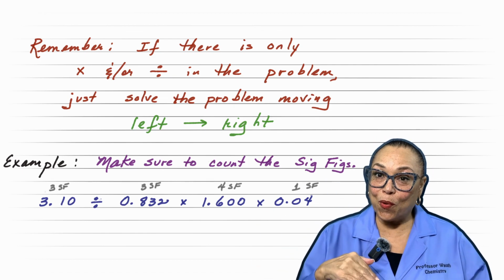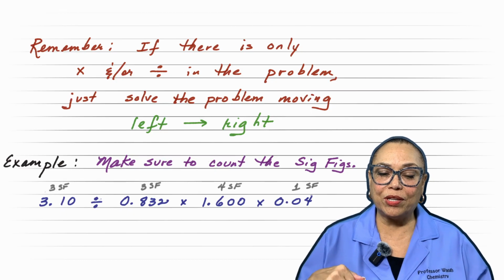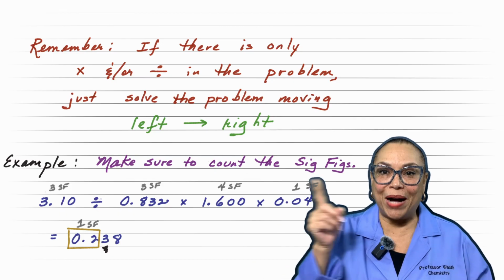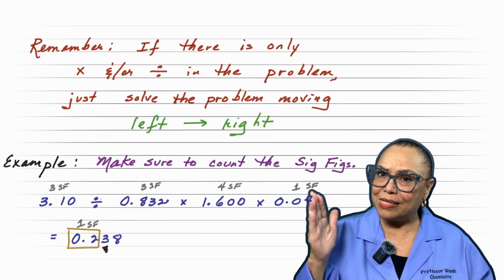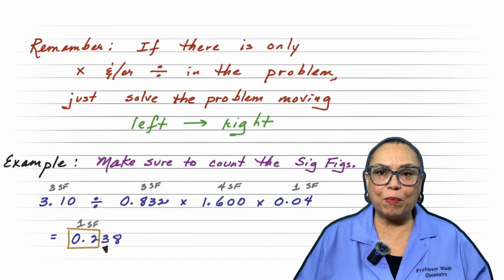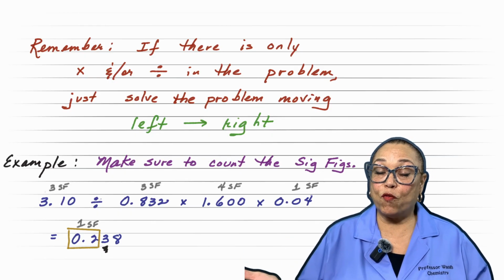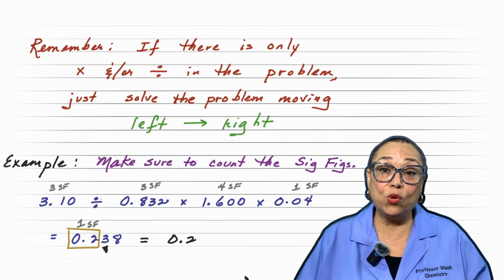So when we look at our problem, put in our trusty old calculator, we get 0.238. Box the 1 sig fig so you can see what's happening. Outside the box is a 3, so we don't have to do anything with the 2. So in decimal form, it's just 0.2 is the final answer.